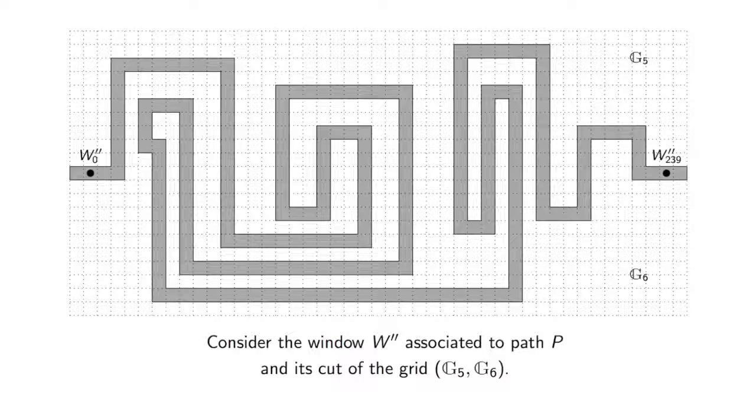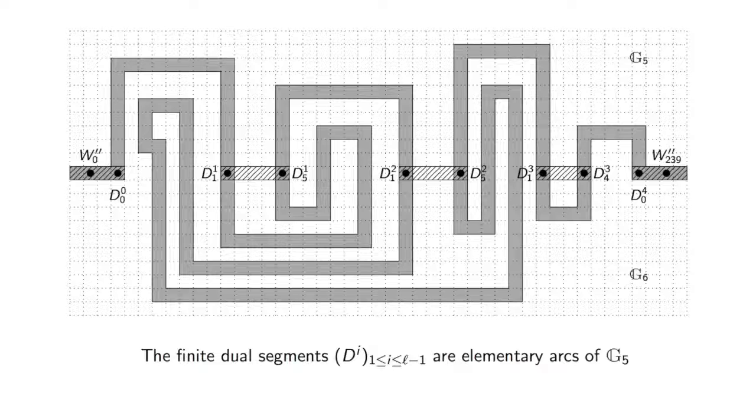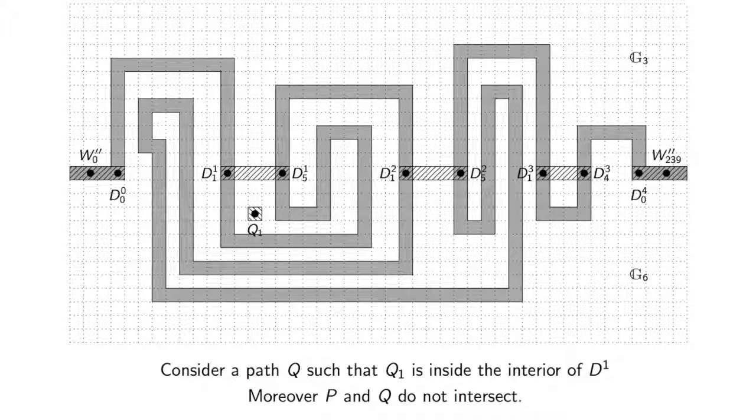To summarize, G3 is a subgraph of both G1 and G5 while the graphs G2 and G6 are both subgraphs of G4. Now remark that the dual segments are by definition a subgraph of W prime and thus a subgraph of G3. Since G3 is a subgraph of G5 then the dual segments are subgraphs of G5. Moreover, a finite dual segment intersects W second only at its extremities and thus is an elementary arc of G5.